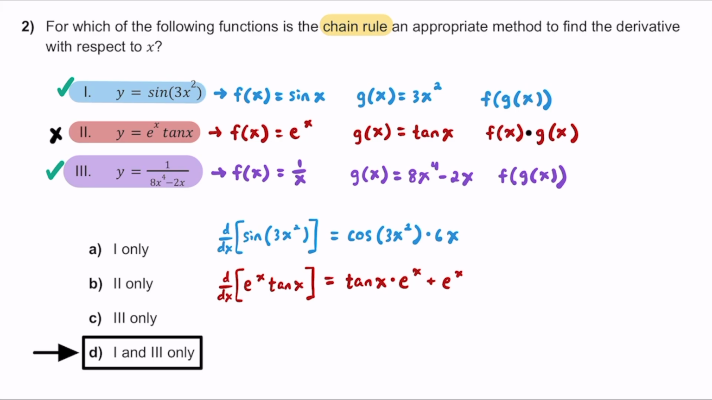Now the derivative of tangent of x is going to be equal to secant squared of x. In one form, this would be the derivative of that second function.